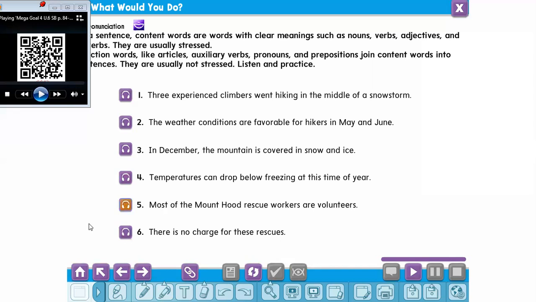Most of the Mount Hood rescue workers are volunteers. There is no charge for these rescues.